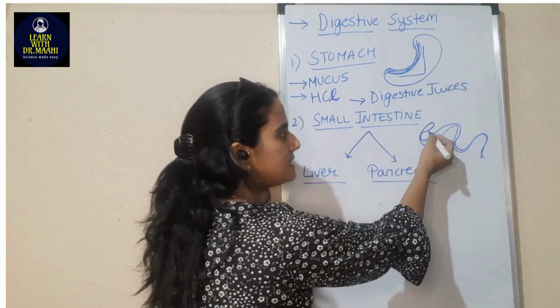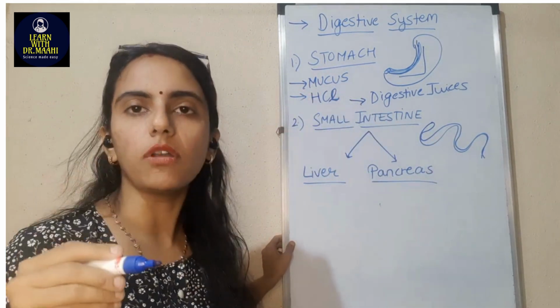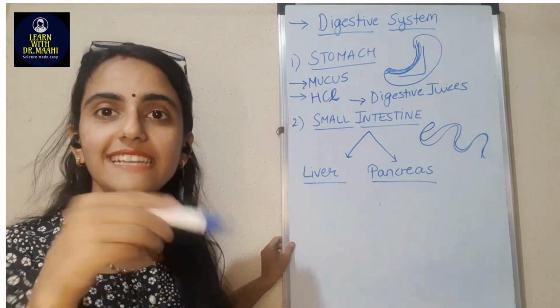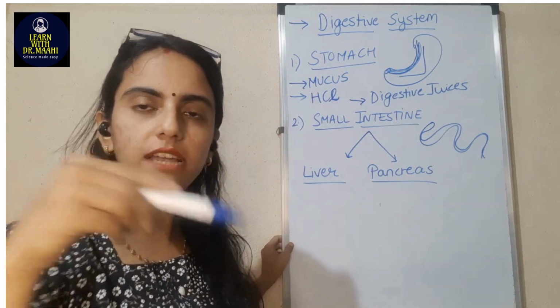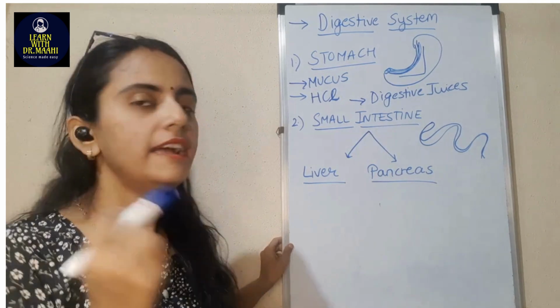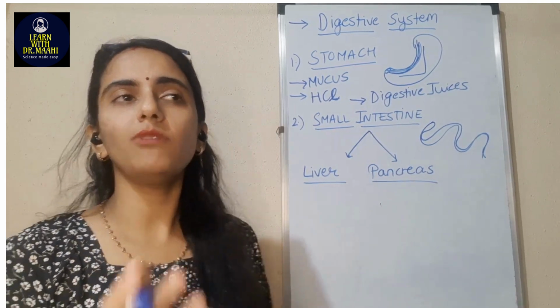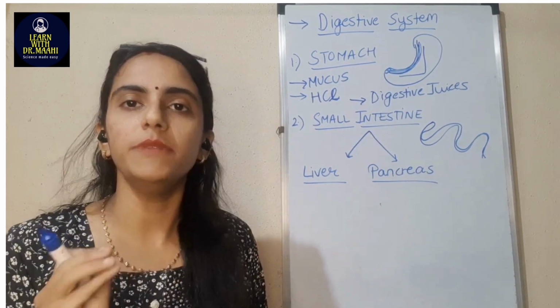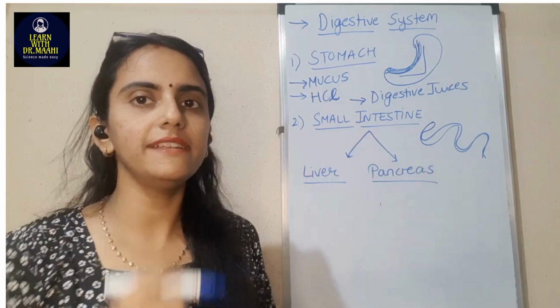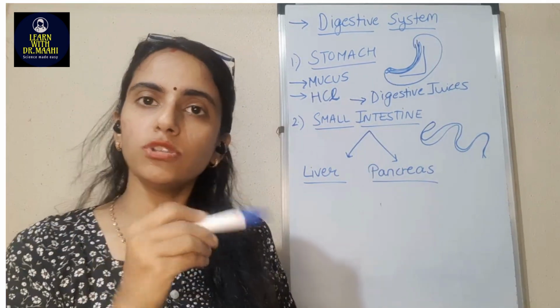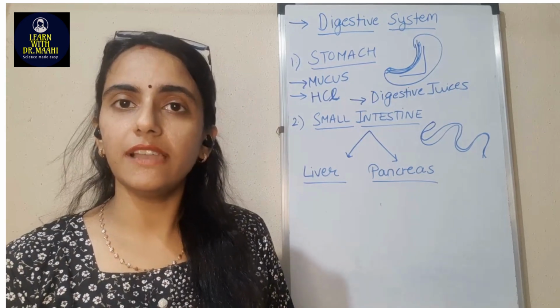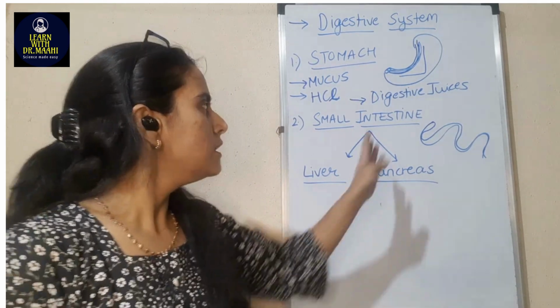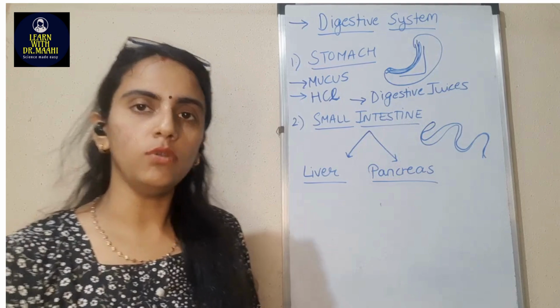Now a small intestine is a highly coiled organ. Okay, coiled means it is like a snake. How a snake is with twists and turns, that is called as coiled. It is a highly coiled organ. It is about say 7 to 7.5 meters in length. So that is how big it is, but it is coiled. So because of its coiled nature, we don't really realize that it is so big. Okay, so that is about how the small intestine looks like.